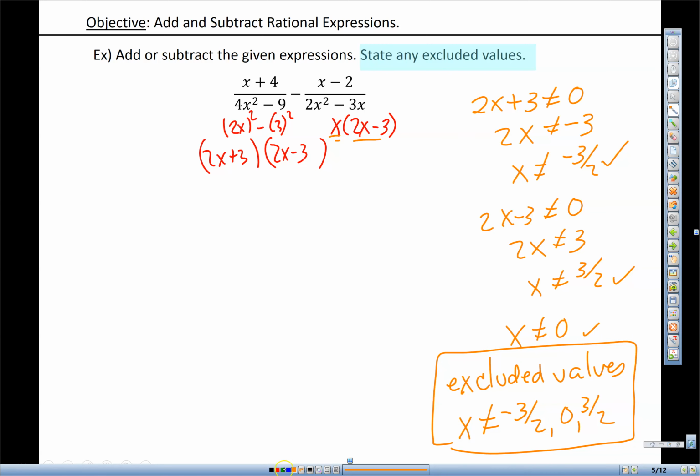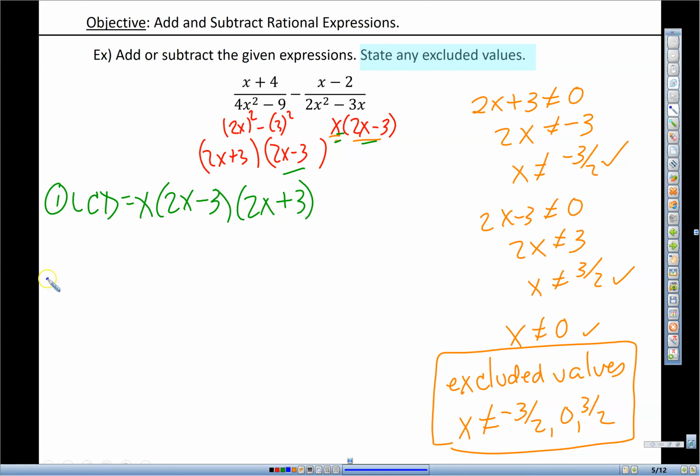All right, so now I'm going to move on to the subtraction. So I need that lowest common denominator. So looking at the factors in my denominators, I'm looking for shared factors. So 2x minus 3 is shared, so I'm going to use one of those. The other factors are not shared, so I use one each of those. So I use 1x, and I use 2x plus 3. So my LCD is those three factors.